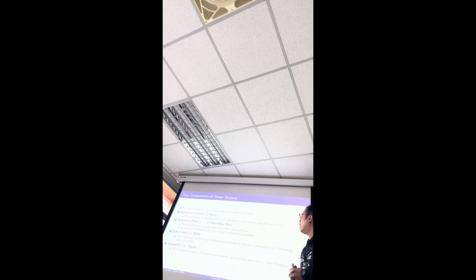And the third concept is the effect size, which is delta. That is the magnitude of difference considered scientifically or clinically meaningful. For example, a 0.5 mmHg reduction in blood pressure. And the last one is the variability, which is also known as sigma. That is the standard deviation of the outcome measure. It is derived from prior data or prior literature.